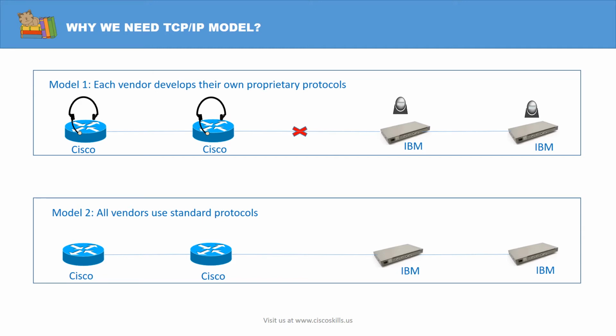This limitation created a need for standard models with common set of protocols that can be used by all the vendors to allow the communication among networking devices and operating systems from multiple vendors, like in Model 2. By 1980s, there were two popular standard models, TCP/IP and OSI models. However, only TCP/IP model succeeded and dominates entire market today. We will look into the latest TCP/IP model in this video.